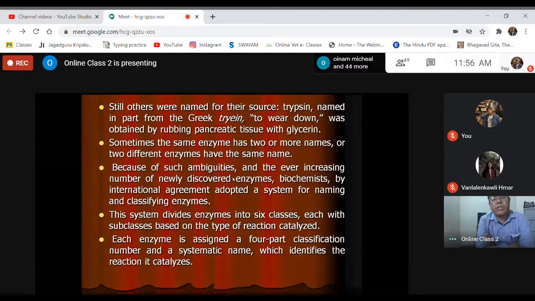Now this system divides the enzymes into 6 classes. All the enzymes are divided into 6 groups or classes, each with subclasses based on the type of reaction catalyzed. Each enzyme is assigned a 4-part classification, a 4-digit number, and a systematic name is also given, which identifies the reaction it catalyzes.